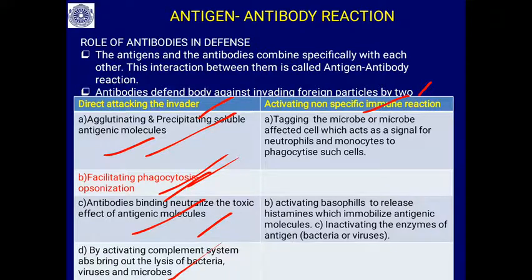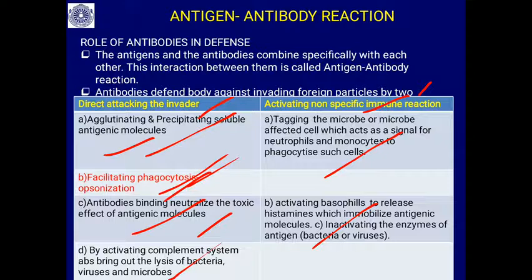It is an enzyme system, or you can say this immune system gets alerted. By non-specific response, the antibody tagging the microbe or infected cell acts as a signal for neutrophils and monocytes to phagocytize such cells. Then it activates basophils to release histamines, and this immobilizes antigenic molecules, or else activates the enzymes of the antigen.